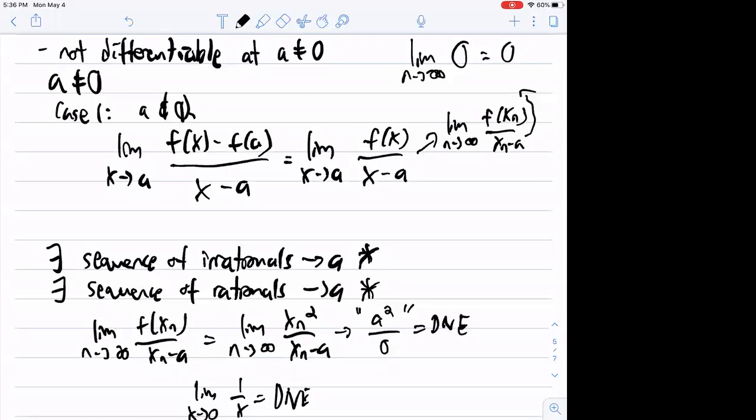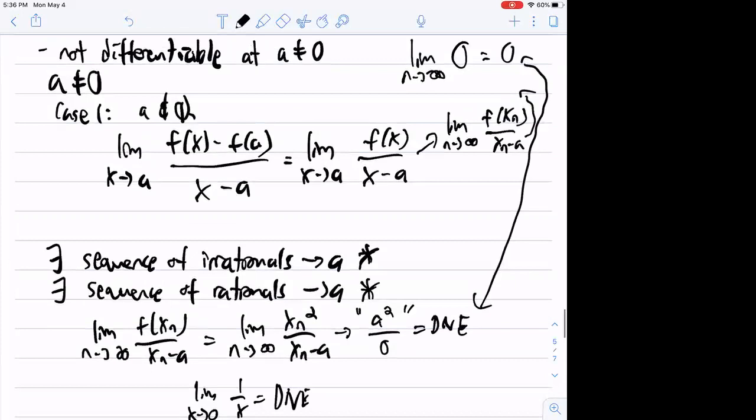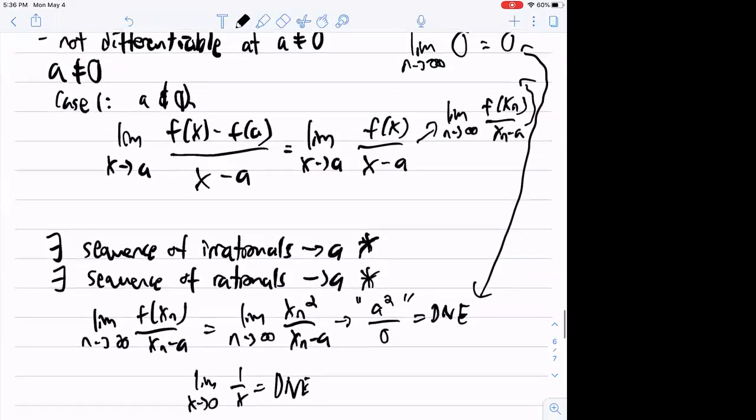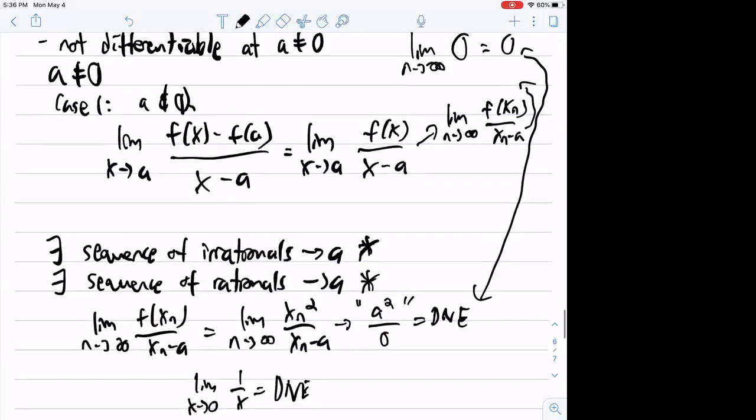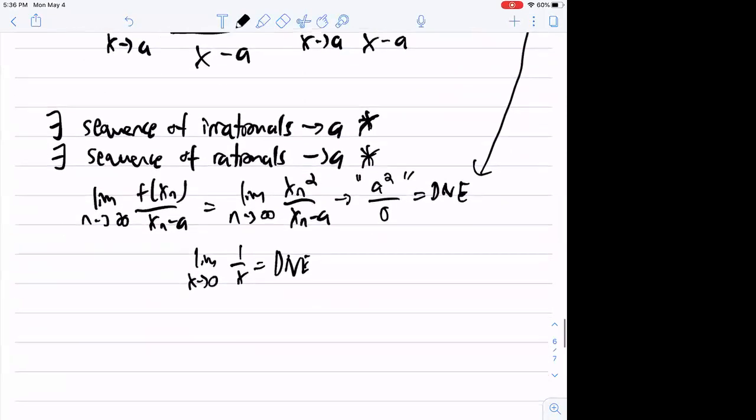Really, all we care about is that these two are not the same. I found two sequences that go to two different numbers, and they both go to a. Remember, by the sequence definition, a limit exists if and only if every sequence that goes to a gives the same result. Here I found two that go to different things. So when a is not 0, it's not differentiable.